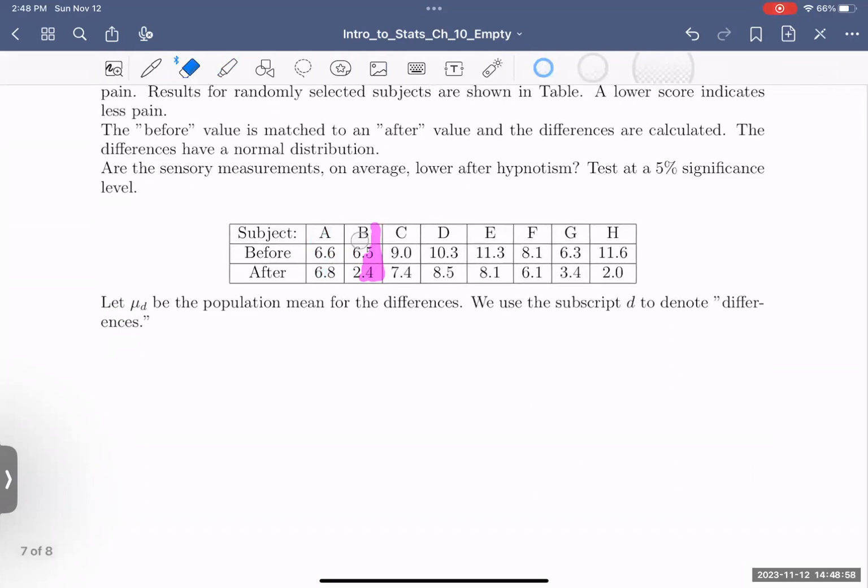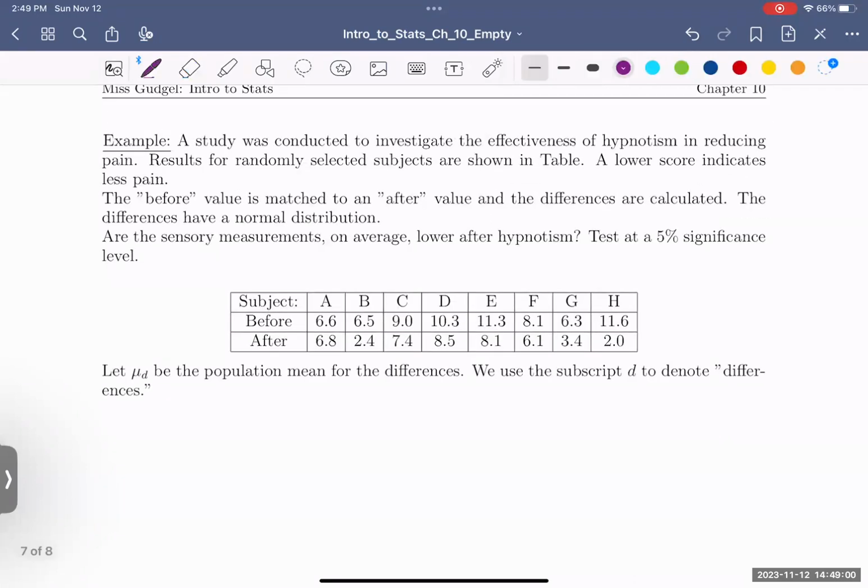So what we're going to have to do here is compare the before score to the after score. And overall, the test we're essentially running here is the average difference. We're going to use this subindex mu sub d to represent the difference. Our difference is always going to be the first minus the second. In this case, that's before minus after.